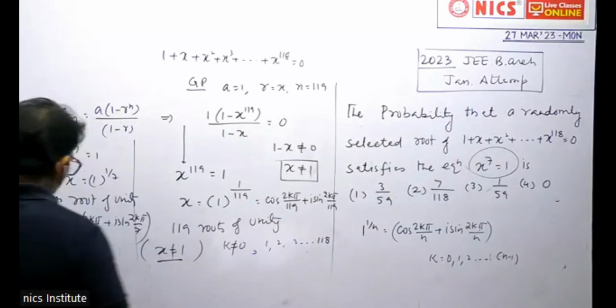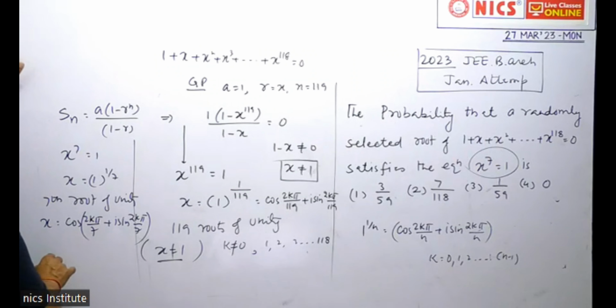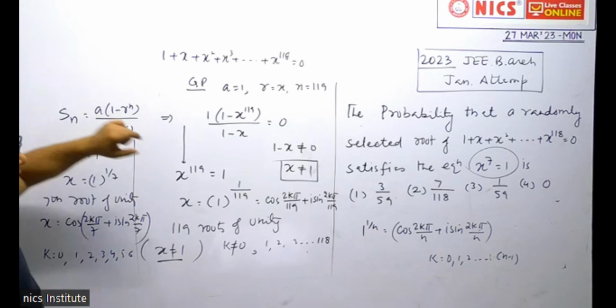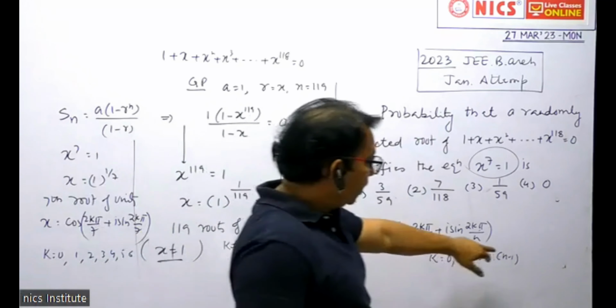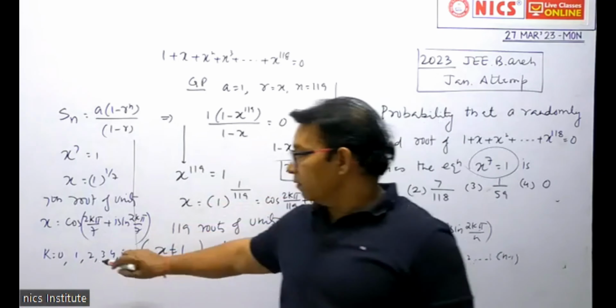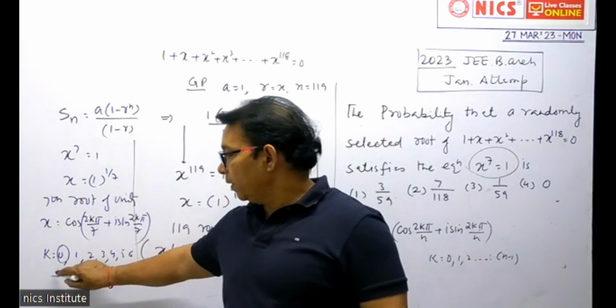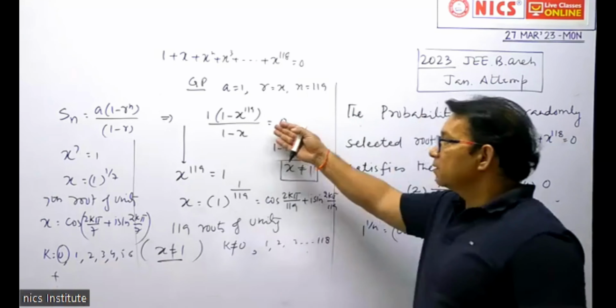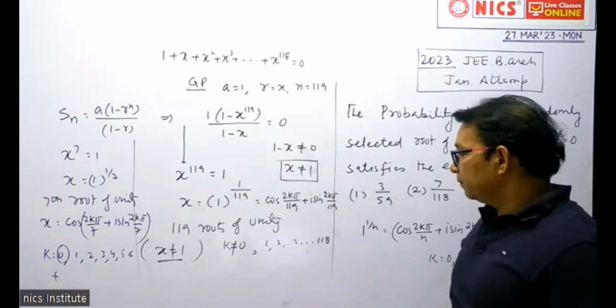But out of these 7 roots, 1 is excluded. When k is 0, this will also give 1. And then we have 1, 2, 3, 4, 5, 6, because the value of k is always from 0 to n minus 1. So this has 7 roots. But this root will not be taken into account, because x is not 1.